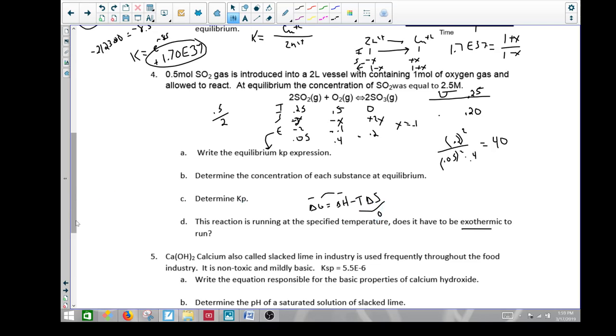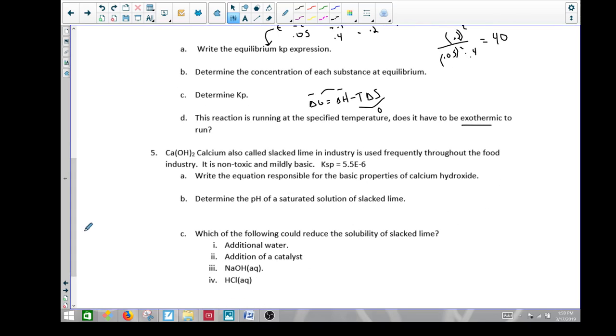All right, on to our last question here. Calcium hydroxide, also called slaked lime, is used frequently in industry, including the food industry. It is non-toxic and mildly basic. All right. Write the equation responsible for the basic properties of calcium hydroxide. So it's going to be calcium hydroxide yields calcium 2+ plus 2 OH negative.